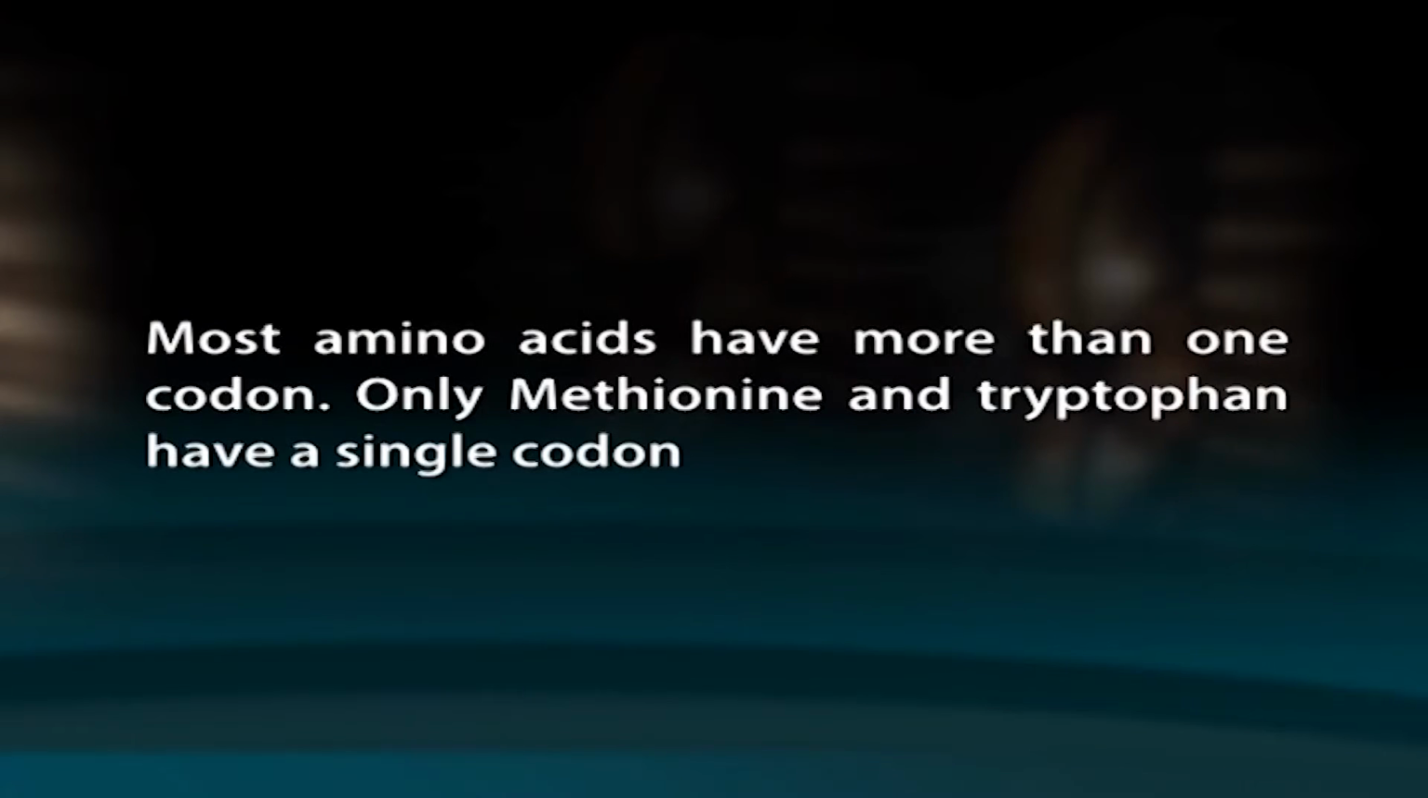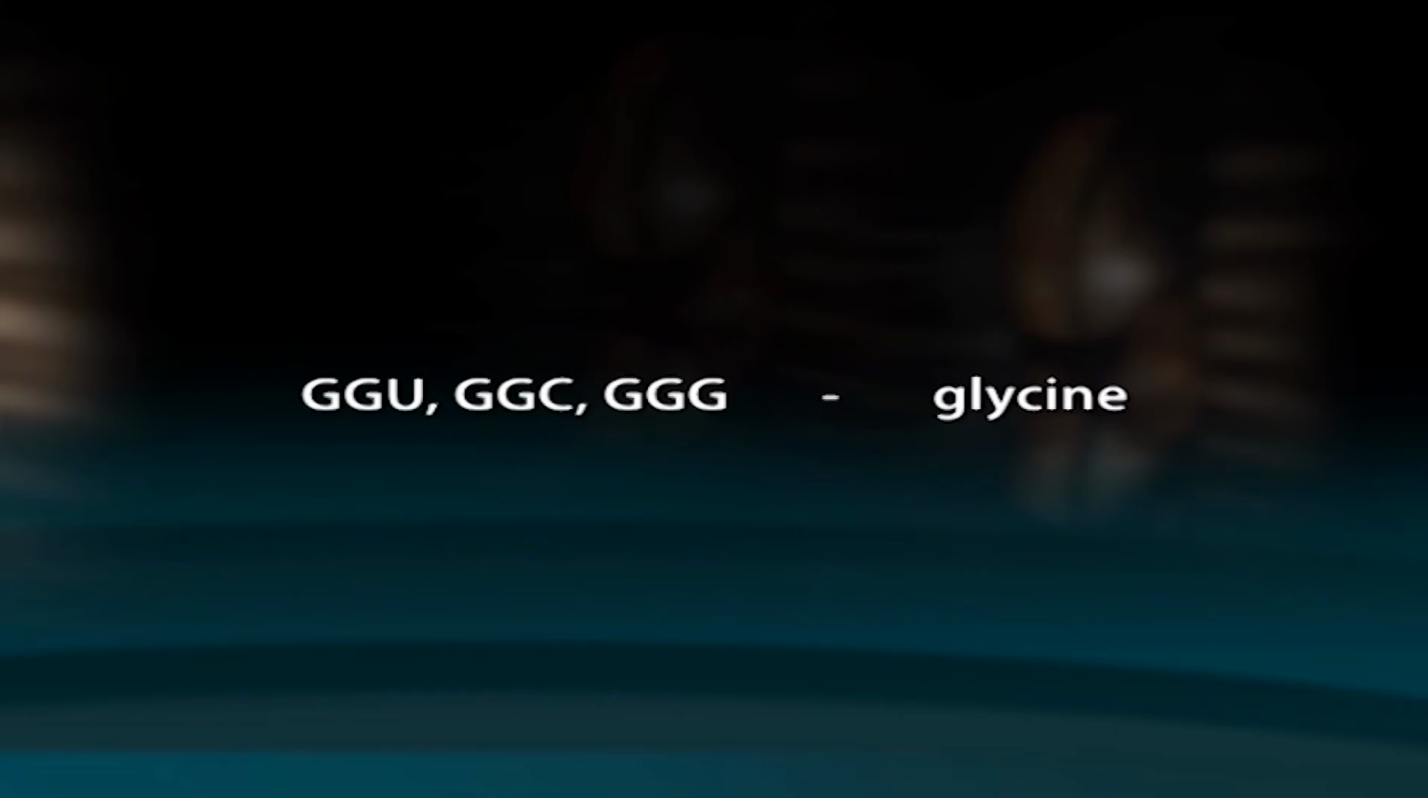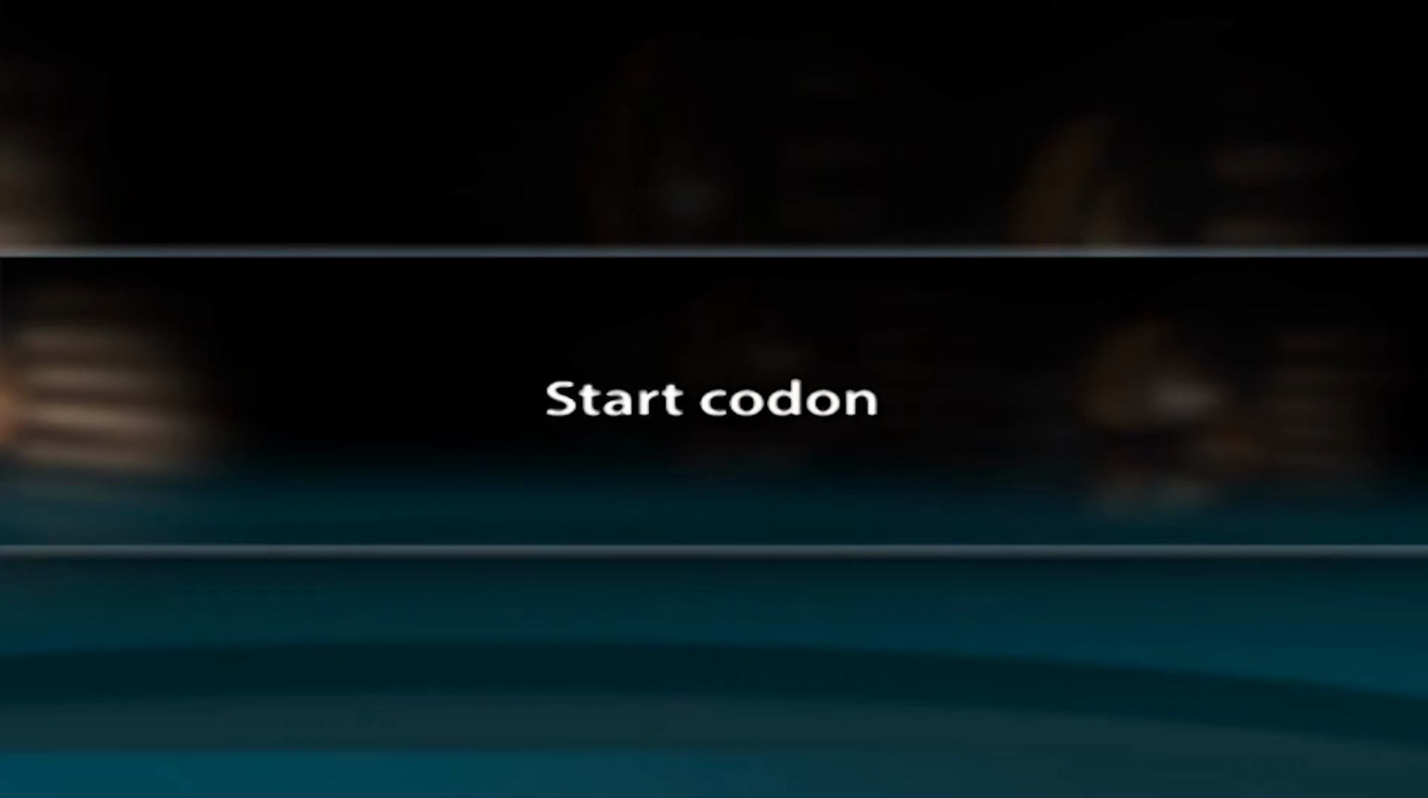Most amino acids have more than one codon. Only methionine and tryptophan have a single codon. Also, multiple codons corresponding to a single amino acid usually differ only by the 3rd base. For example, GGU, GGC and GGG all code for glycine. This situation is called degeneracy, that is, the code is degenerate.